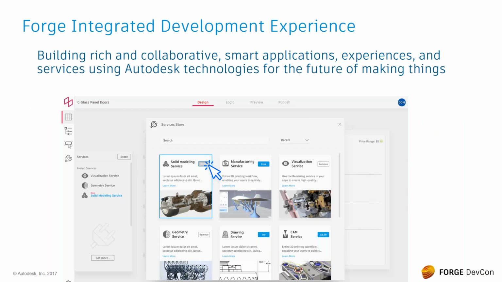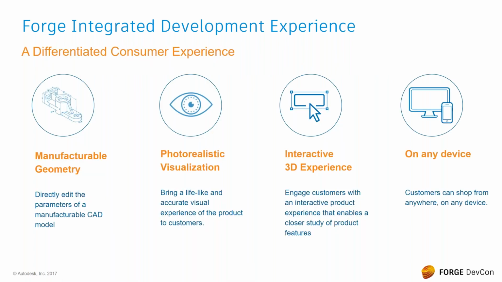So that's the real difference here, we're trying to build a collaborative application experience that you can tailor towards what you're trying to build. Just to give you an example, you're going to have things like a full geometry engine available to build applications on top of. That means the geometry that comes out of this experience will be fully manufacturable. We'll have photorealistic engines available. It'll be an interactive 3D experience, and it'll be able to work on any device.